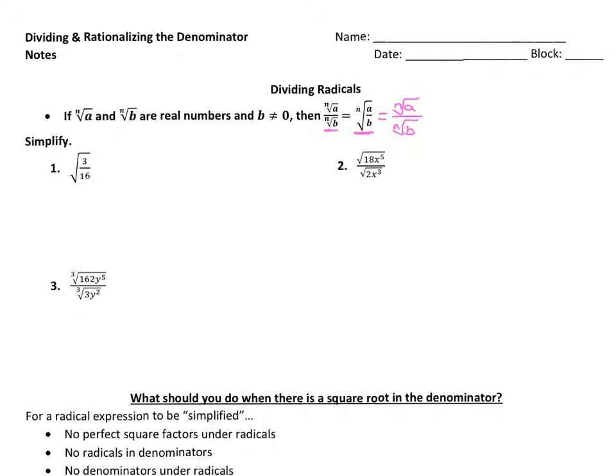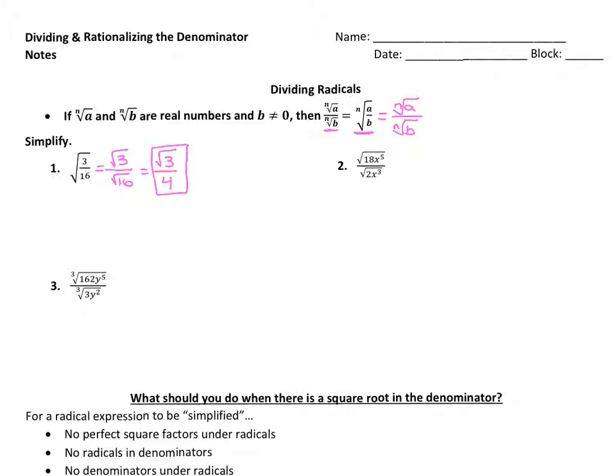So if I look at number 1, if I want to simplify this radical, I could split it as root 3 over root 16, which would simplify into root 3 over 4. And now this would be fully simplified. When dealing with radicals, we want to make sure that our denominator doesn't have a radical. We always want our denominator to be free of radicals and fully reduced.